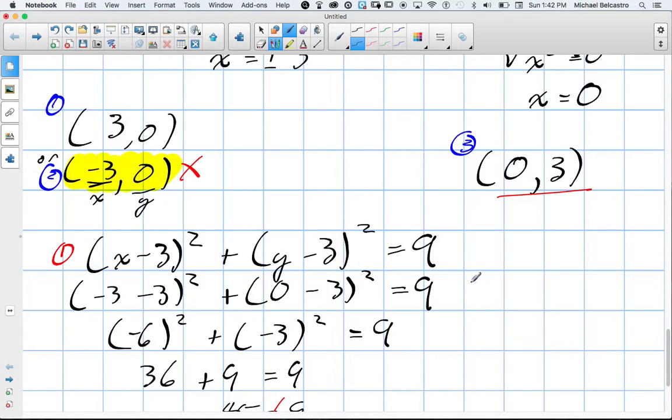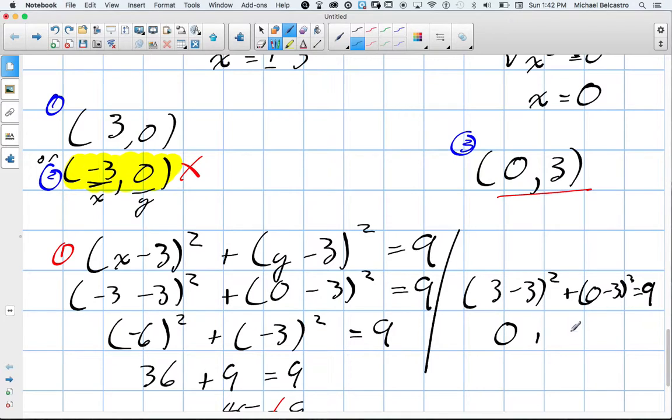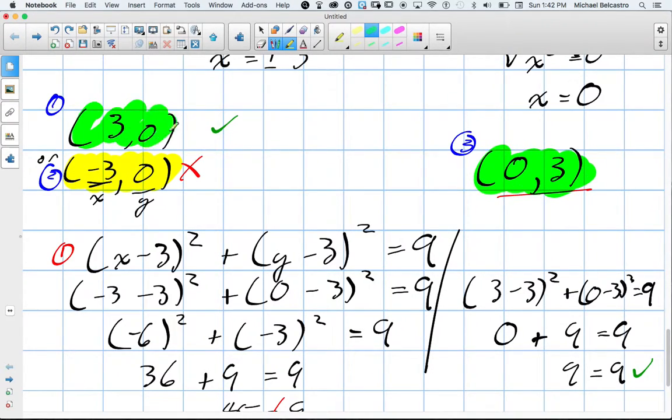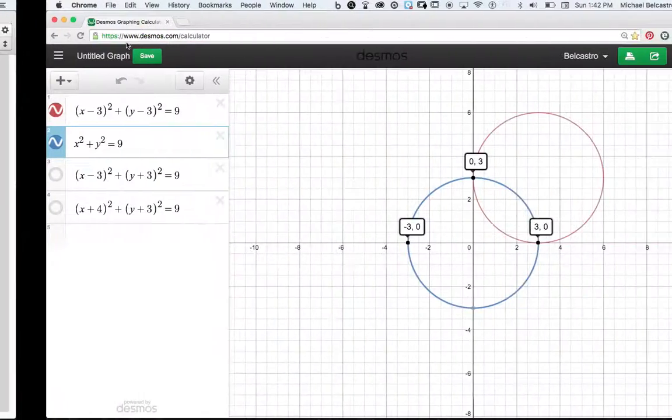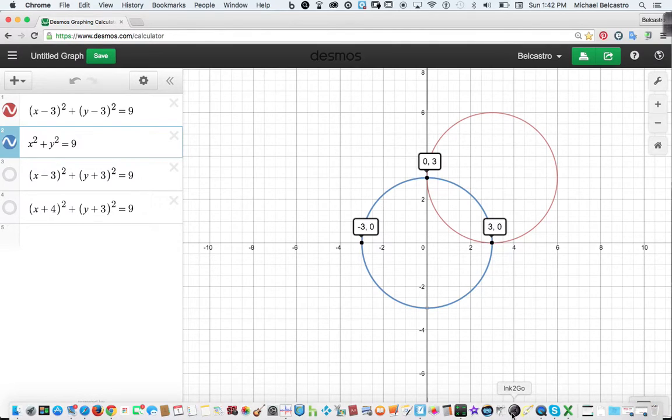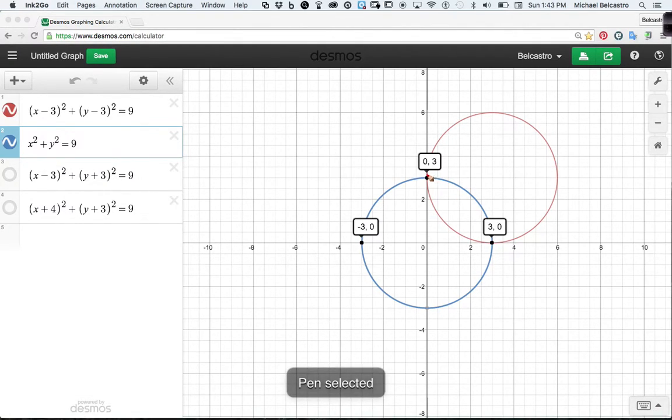So, same function, I'm just going to jump right to the second step. It should be 3 minus 3 squared plus 0 minus 3 squared equals 9. That becomes 0 squared, which is 0. This becomes negative 3 squared, which is 9, equals 9. And we get 9 is equal to 9, and that checks out. So our answers, after all that algebra, are 0, 3, and 3, 0 as the points of intersection. And we go over and look, and it looks like our points of intersection are 0, 3, and 3, 0. Perfect. They worked out great.